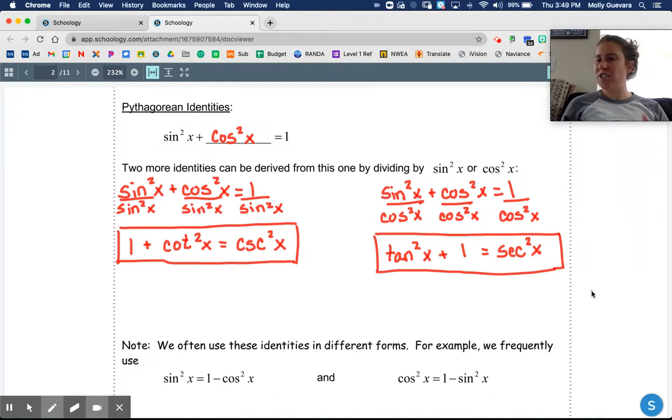And then you can adjust these however you need to, right? So for example, for the Pythagorean identity, if I subtract cosine squared of x to the other side, I get sine squared of x equals 1 minus cosine squared of x, right? Or if I subtract sine squared of x to the other side, I get this one. So, we can move around things within these identities, right? You can subtract something to the other side or whatever, however you need to get that to work for whatever the problem is.